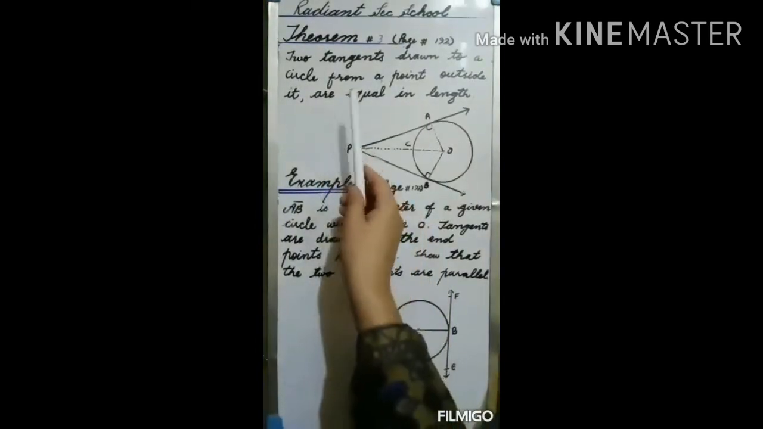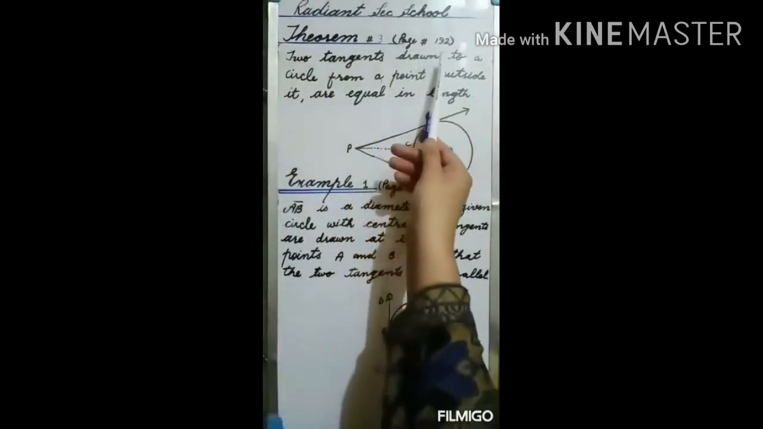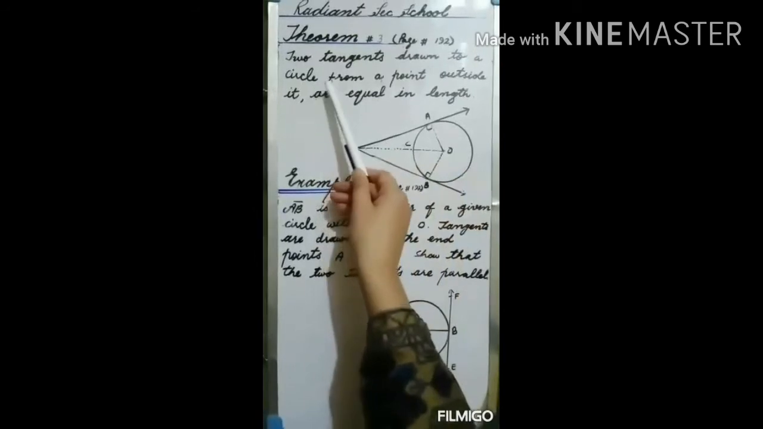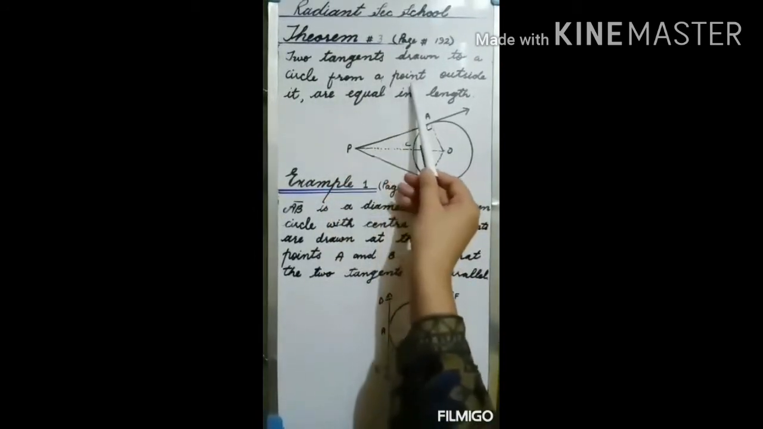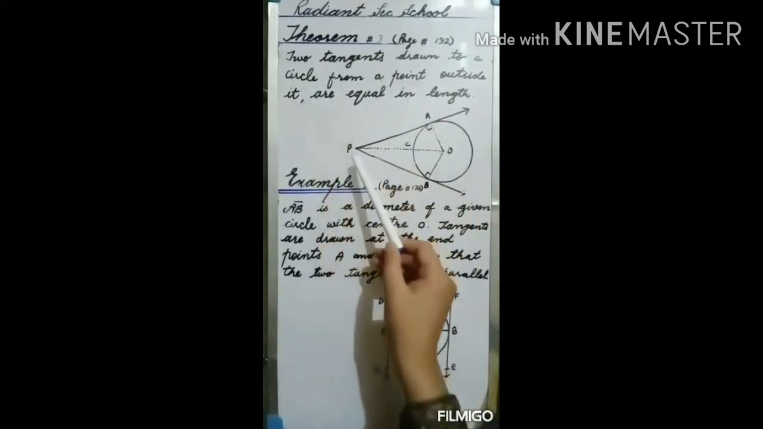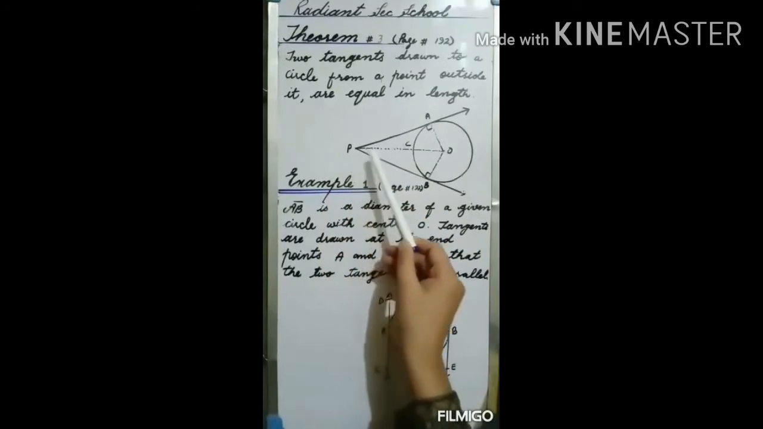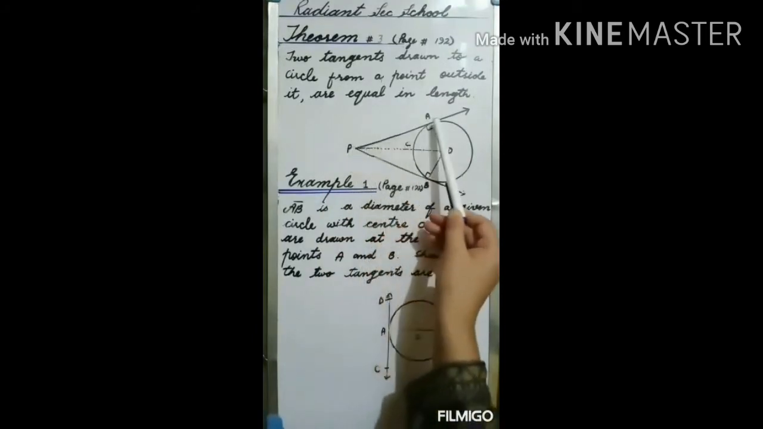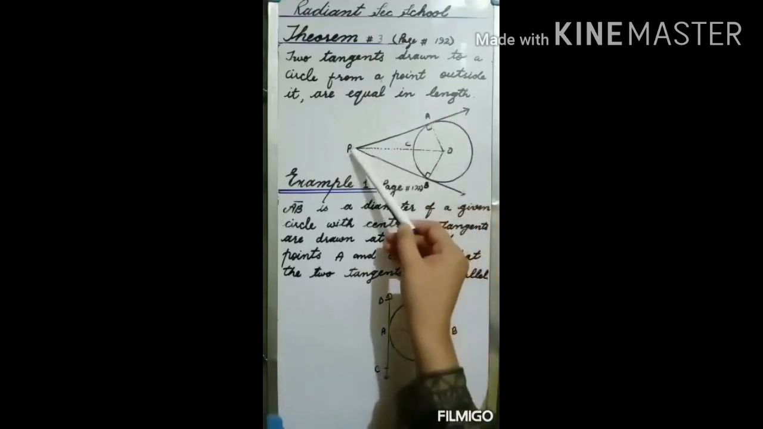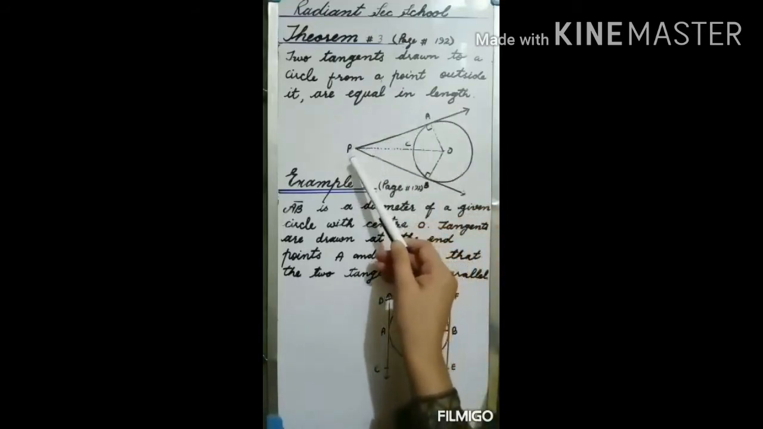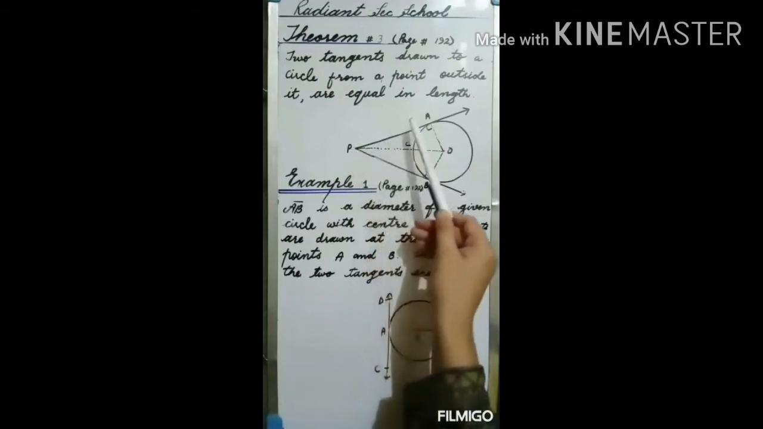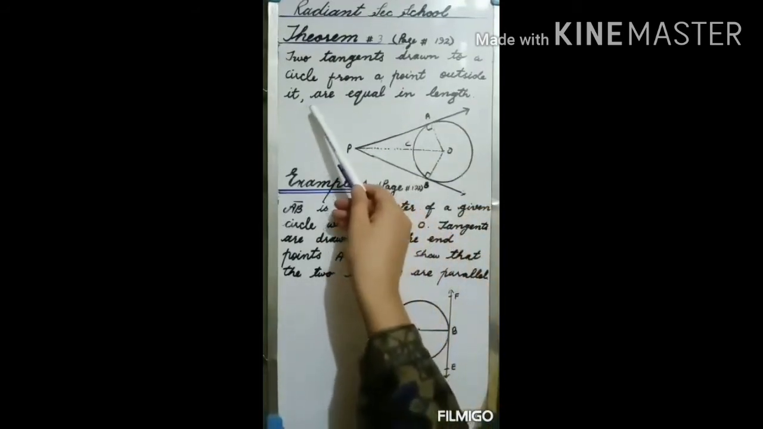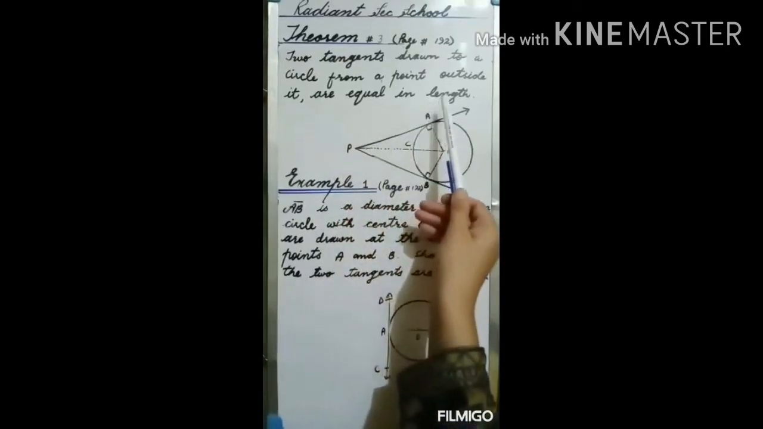Now come towards theorem number 3 from page number 192. Two tangents drawn to a circle from a point outside it. Here it is a point outside the circle, and we have drawn two tangents towards the circle. We have drawn two tangents from point P. First one is PA and the second one is PB. Then they are saying these are equal in length.